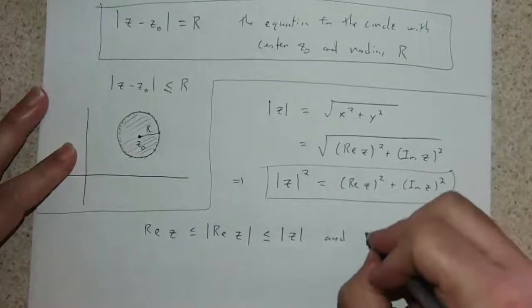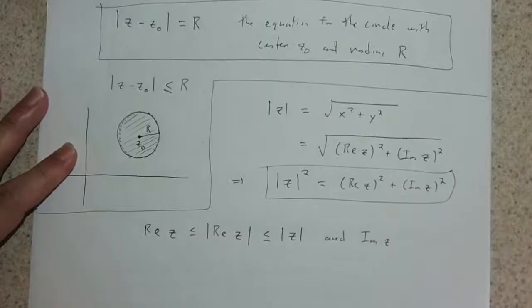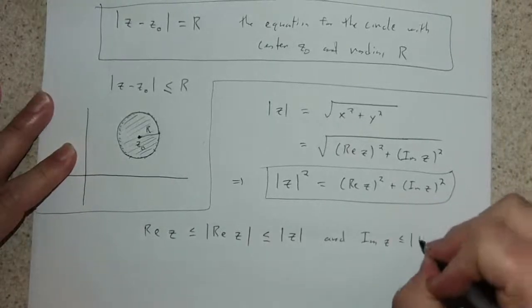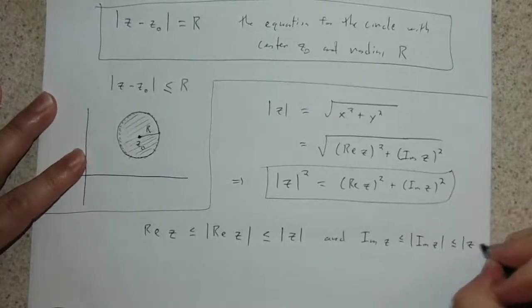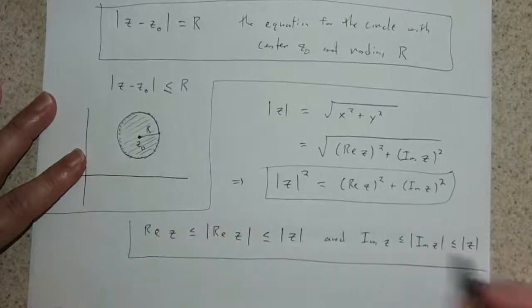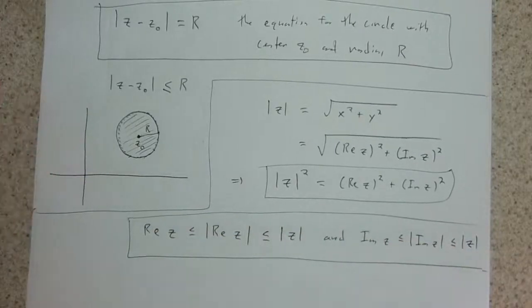And the imaginary part of z is also less than or equal to the absolute value of the imaginary part, which itself is less than or equal to the modulus of z. So there are these basic facts. Now you might say, well, this is obvious, but it's nice to keep track of all of this stuff because you're going to be doing all kinds of different analyses involving complex numbers, and sometimes keeping track of certain conditions can be a little tricky, and it's nice to just keep this kind of running list of facts going in your head.